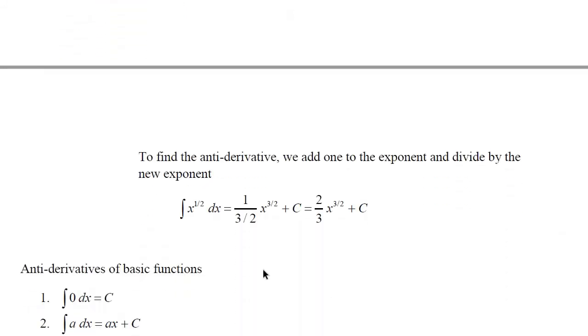So, the antiderivative of x to the 1/2 exponent: I add 1 to the exponent. 1/2 plus 1 gives me a 3/2, and then I divide by the new exponent. So 1 divided by 3/2 times x to the 3/2 plus a constant. Now 1 divided by a fraction, well, the way we divide by fractions is we flip that fraction, so that becomes a 2 over 3, and then we multiply. So 1 times 2 over 3 gives me 2/3 x to the 3/2 exponent plus c.